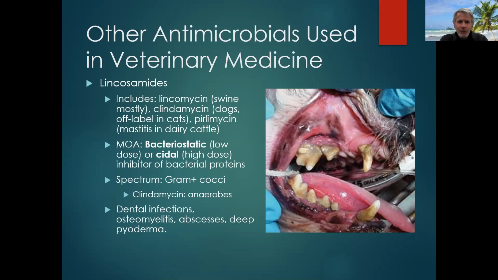Okay, so that's where this antibiotic comes in. It's called clindamycin. It belongs to this family called the lincosamides. And there are others. There's lincomycin, which is mostly used, I think, in pigs. And then there's pirlimycin, which is used to treat mastitis. But the main one you're going to see is clindamycin. It's used in dogs and cats, even though it's off-label. It can be bacteriostatic or bactericidal.